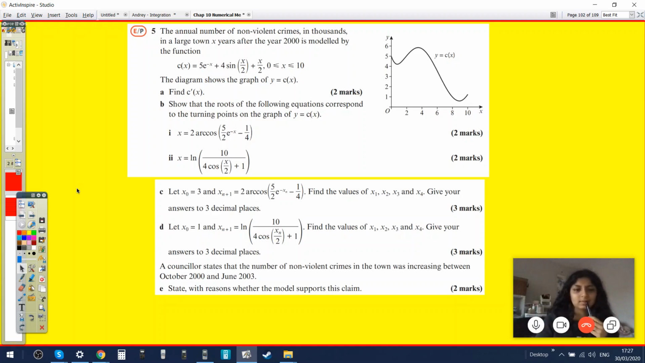Well, what we're doing is section 4, which is modeling. So this is applying it to the real world. And it looks like lots of real world applications can't be negative. Like you can't have a negative number of crimes.